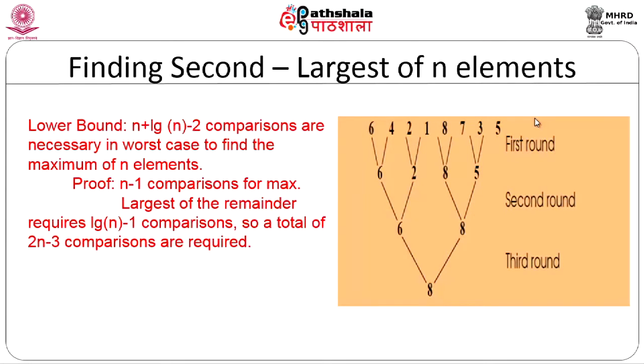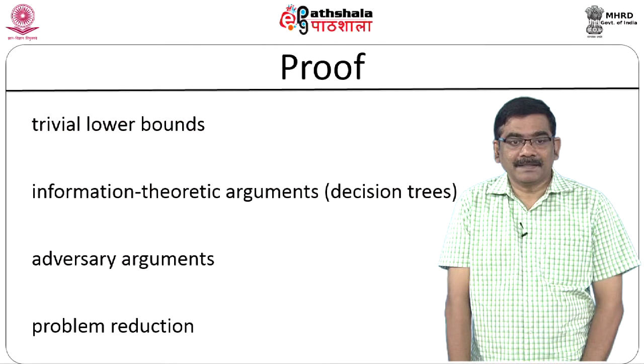We can also find one more bound, that is n plus log n minus 2. How? n minus 1 comparisons are required for finding the maximum, and for the second largest, you know very well it is among the elements that lost to the first number. So for that you require log n minus 1 comparisons. The total is n plus log n minus 2 comparisons.